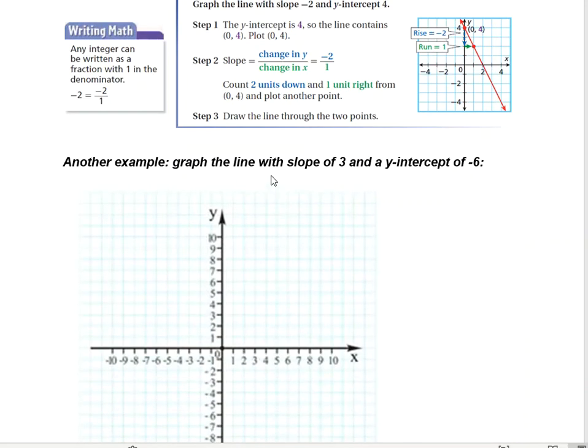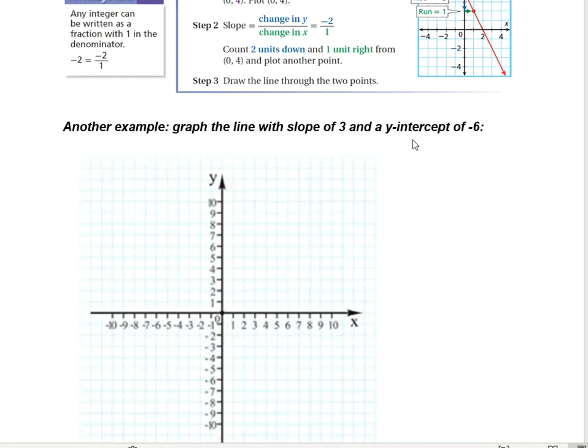Here's another example. This is not on your worksheet, it's just one I made for this video. It says graph the line with slope of 3 and a y-intercept of -6. So the first thing I'm going to do is put the point of the y-intercept of 0, -6 right here. I'm going to grab a pen tool here, and there is that point right there. Then the next step would be to put the slope, but the slope is written as an integer, 3, so I just need to put that over 1 so that I know what the rise and the run would be.